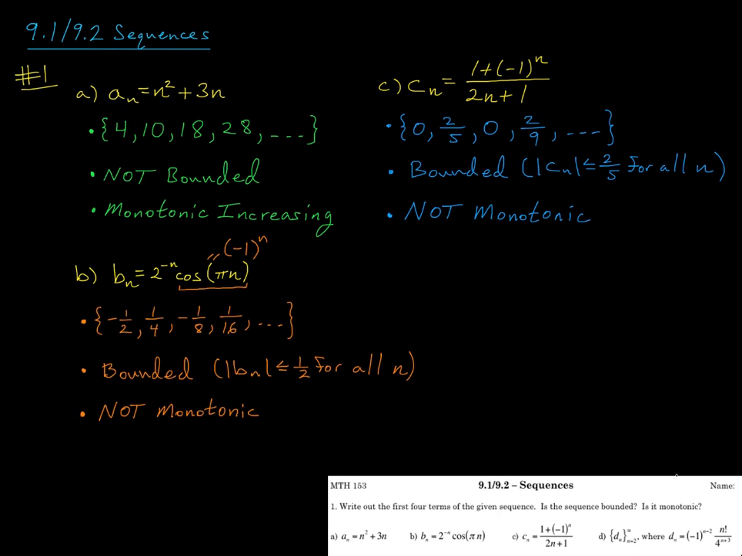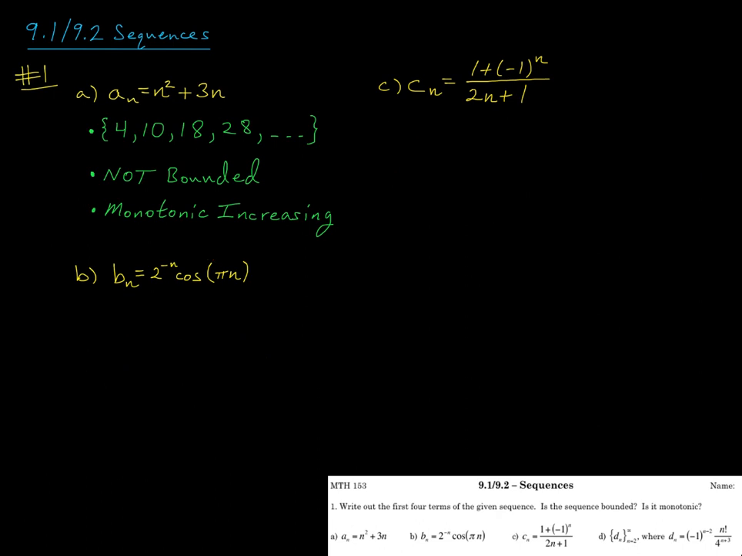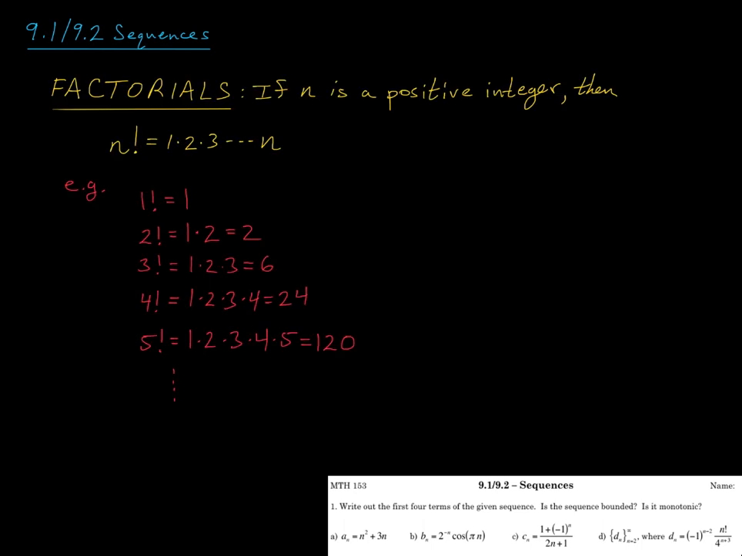Now for part D, as I mentioned earlier, we have this n with an exclamation point. That's what we call a factorial. So before we tackle D, I want to say a few things about factorials.